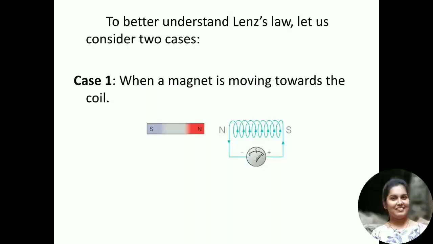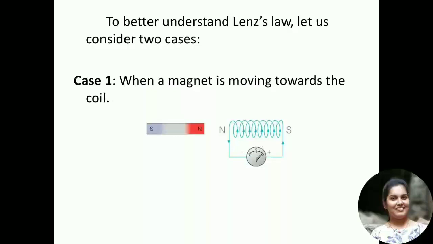This change in the magnetic field may be caused by changing the magnetic field strength by moving the magnet towards or away from the coil, or moving the coil into or out of the magnetic field. In other words, we can say that the magnitude of EMF induced in the circuit is proportional to the rate of change of flux. E is proportional to dΦ/dt.